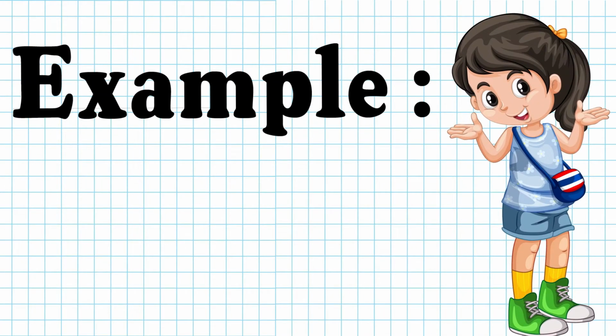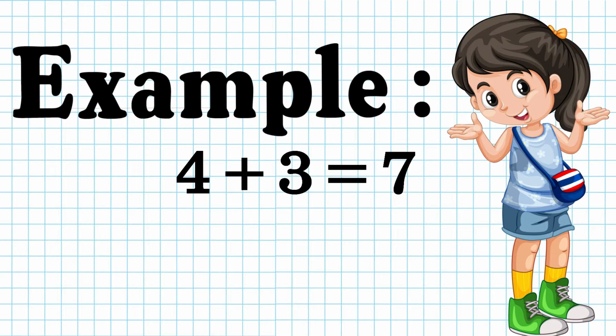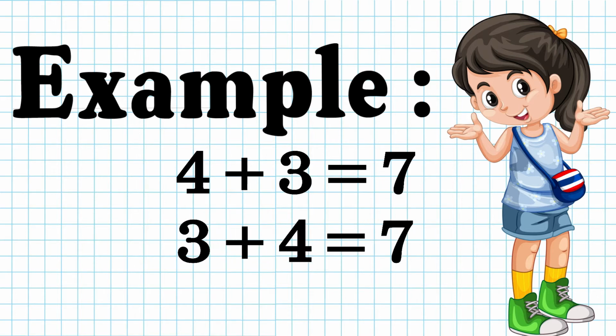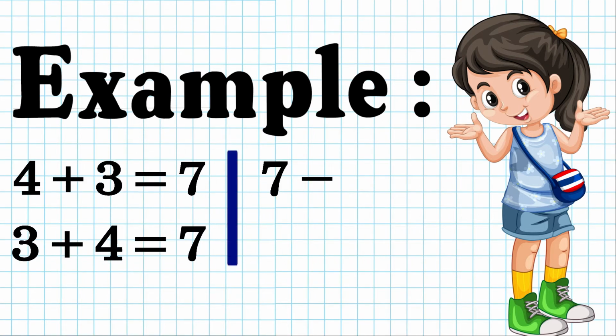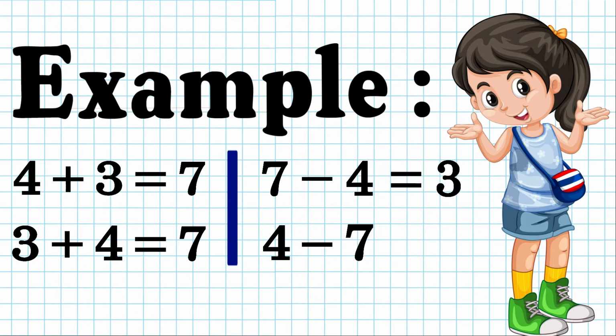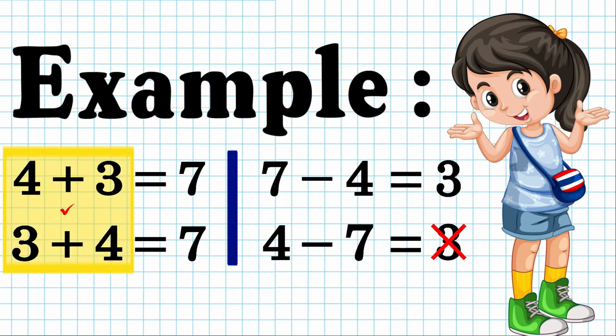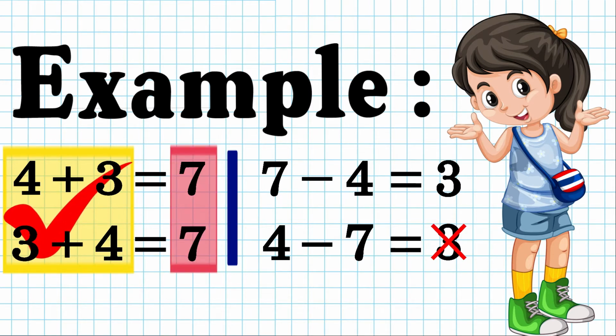Let's see some examples. 4 plus 3 is equal to 7 and 3 plus 4 is also 7. But 7 minus 4 is equal to 3, but 4 minus 7 is not equal to 3. So, you see, when adding numbers, no matter what the order was, it never affected the answer. But in case of subtraction, you cannot subtract a bigger number from the smaller.